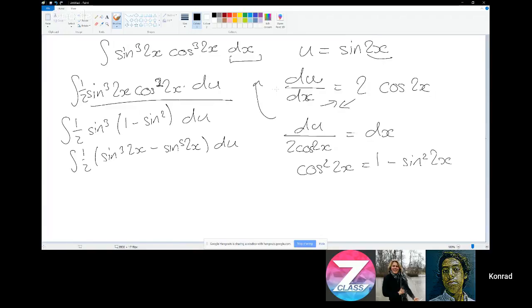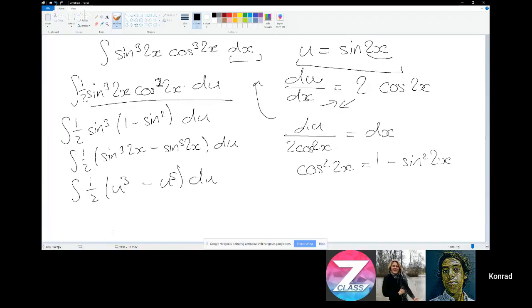Now it's worth doing our other substitution, which is u is sine of 2x. You can do this substitution at any point. You just want to basically turn everything into u's. We know that sine is just u, so we get the integral of a half times u to the power of 3 minus u to the power of 5 du. Last thing, we just need to integrate this.